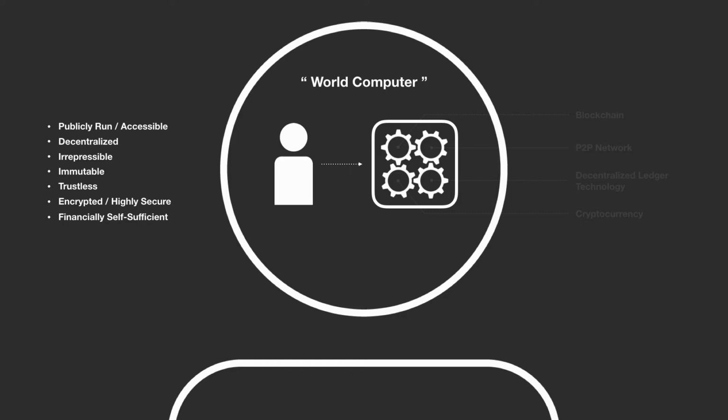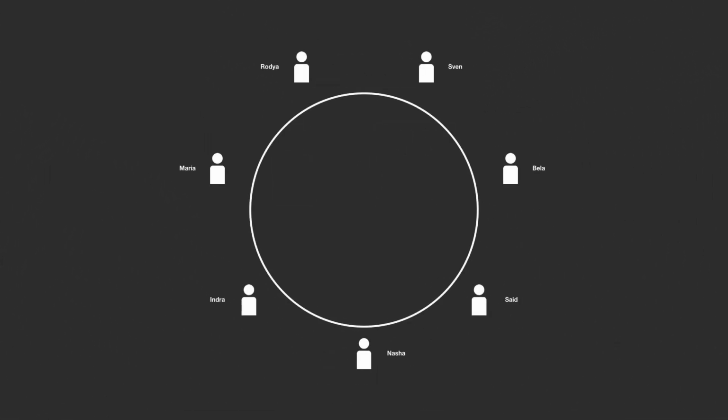And just to recap the analogy that I provided and how this works, a good way to think about this in a physical sense is to imagine a bunch of people standing around a circular tarp or a parachute. And these people are from all over the world. You have Raja from Russia, Sven from Sweden, Bella from Belgium, Saeed from Saudi Arabia, Nasher from Nigeria, Indra from India, and Maria from Mexico.